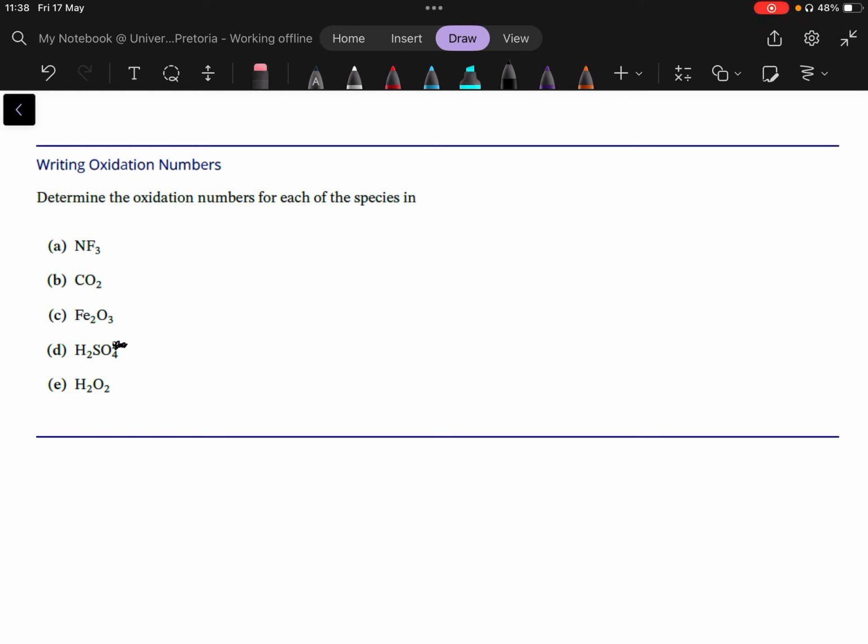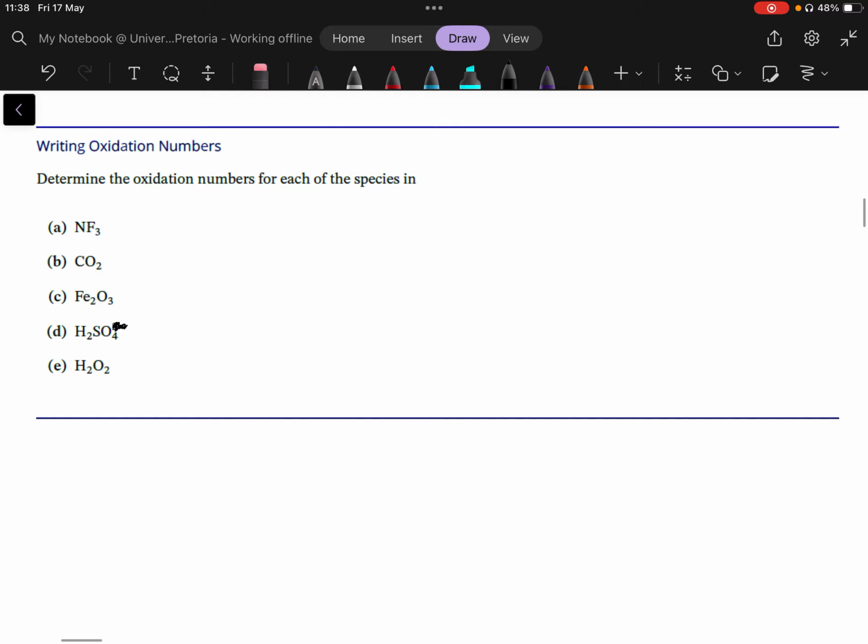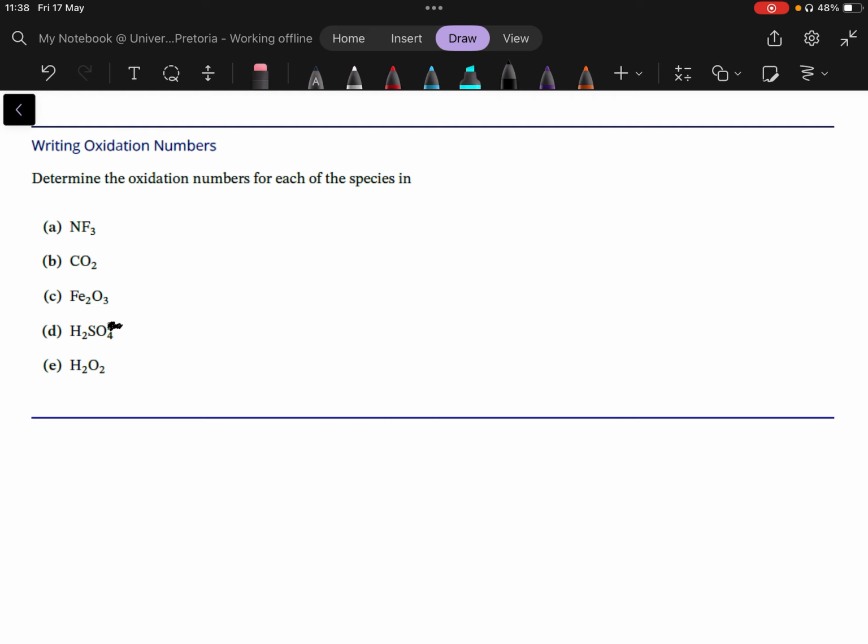So this just needs to be H2SO4. H2SO4 2 minus doesn't exist. But anyway, let's get into it.